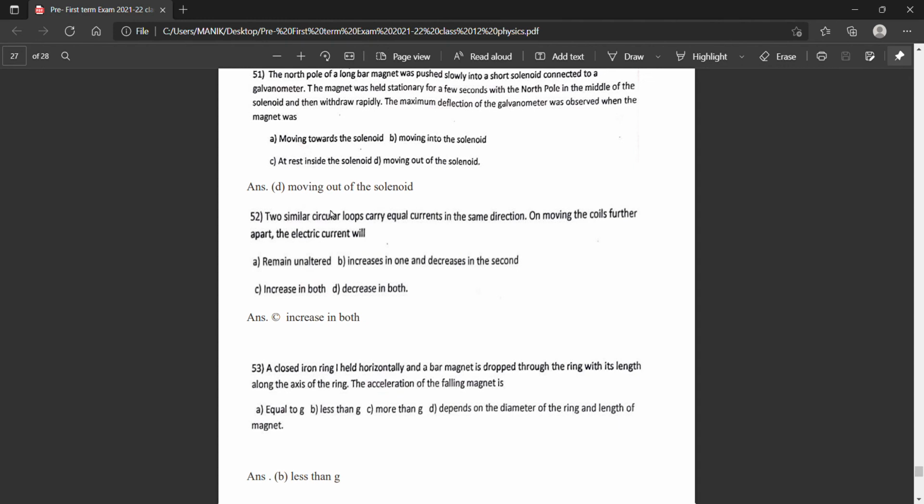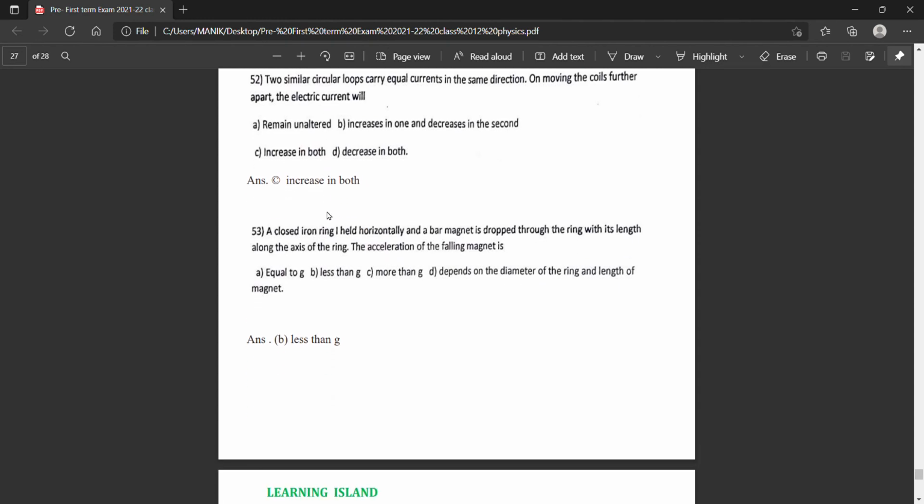Option D. Question number 52. Two similar circular loops carry equal current in the same direction. On moving the coils further apart, the electric current will be... Here, the answer will be increase in both the circular loops. The electric current will be increased.